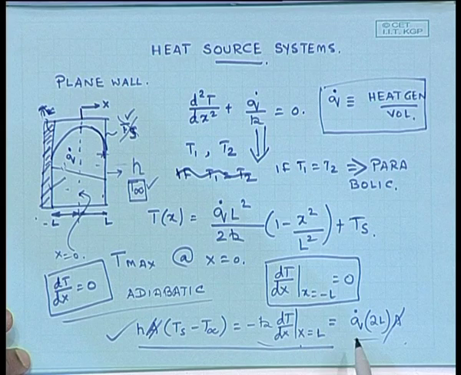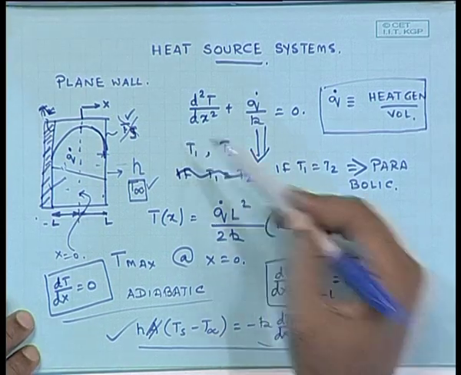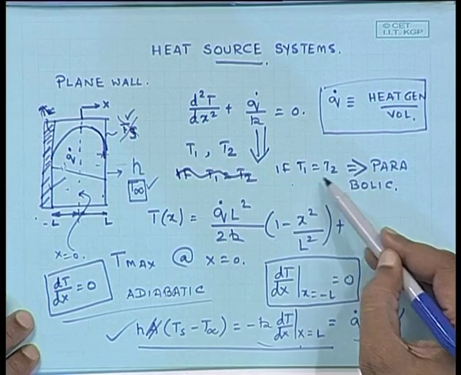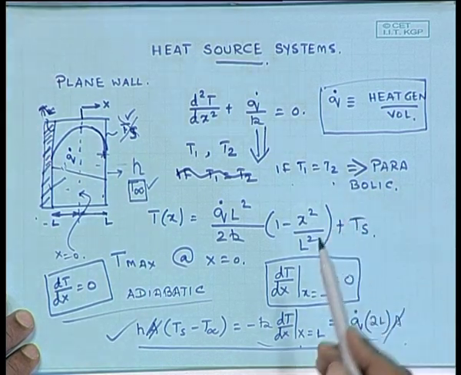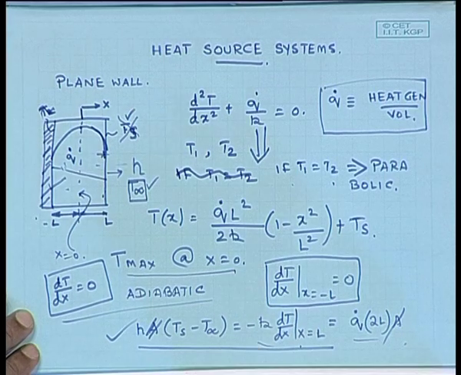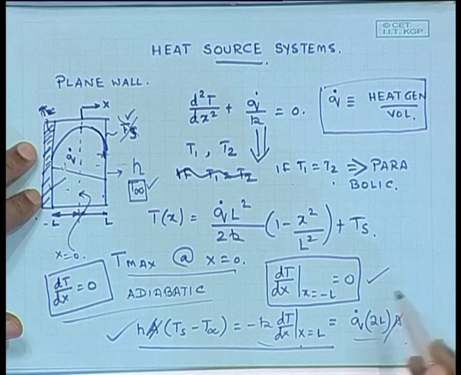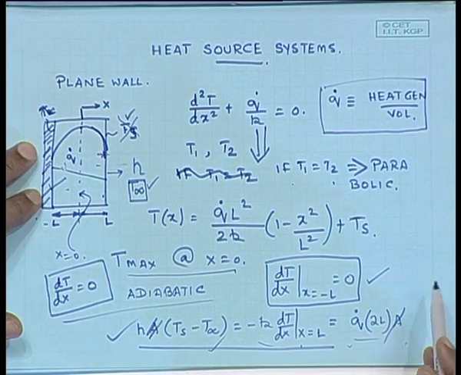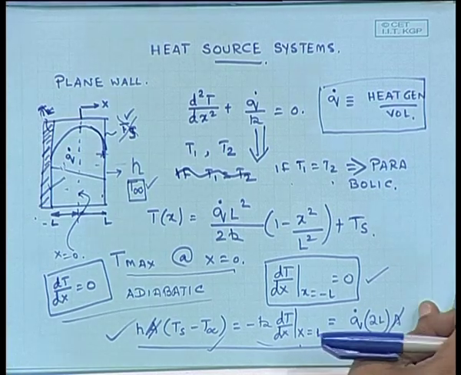So, there would be several variations of this problem, and now you should be able to identify. One is temperature specified, temperature equal. In that case, it is going to be a symmetric parabola. You can find out the T max, the maximum temperature at x equal to 0. If one side is connected to an adiabatic wall, then either of these conditions can be used. So, those are the possibilities and applications you should now be able to find out.